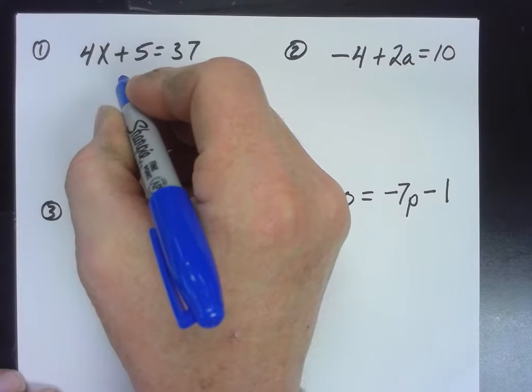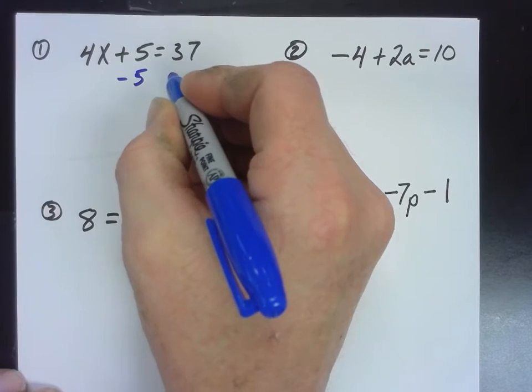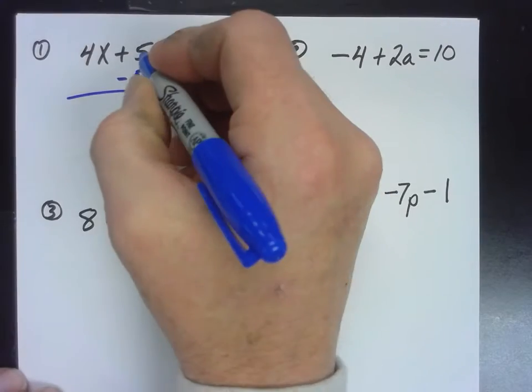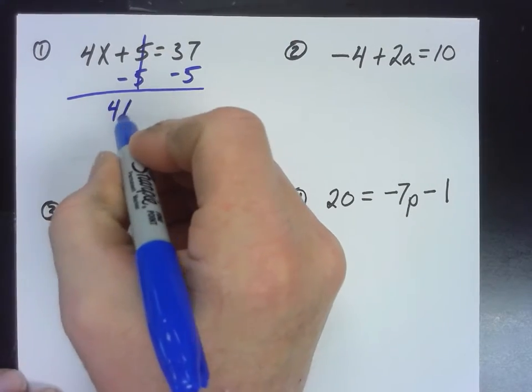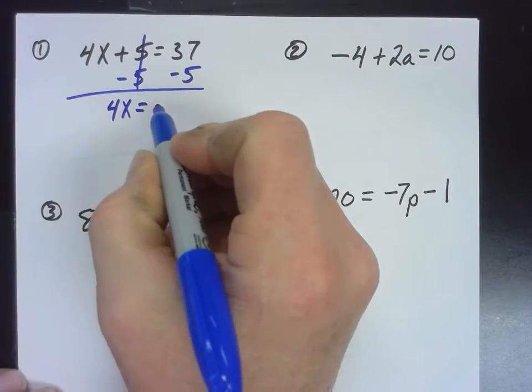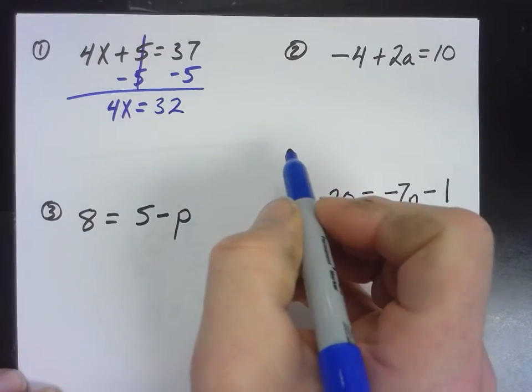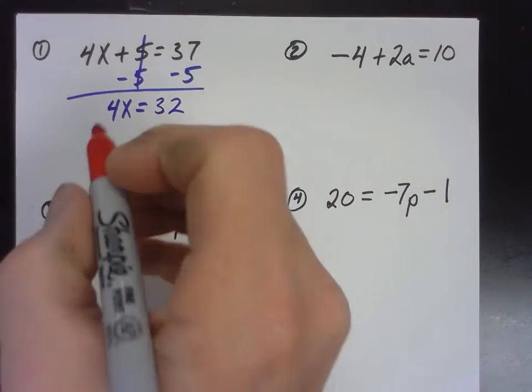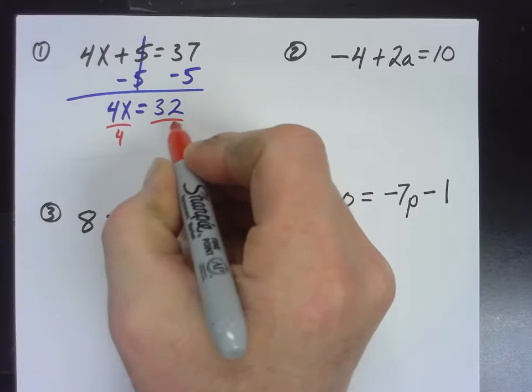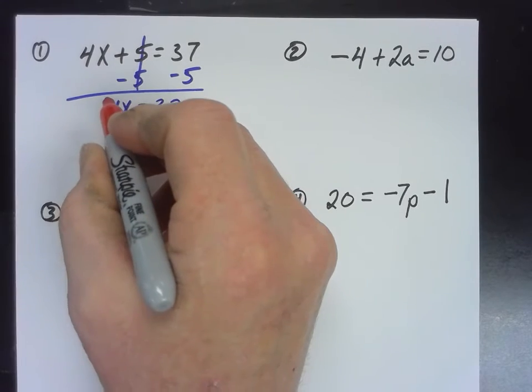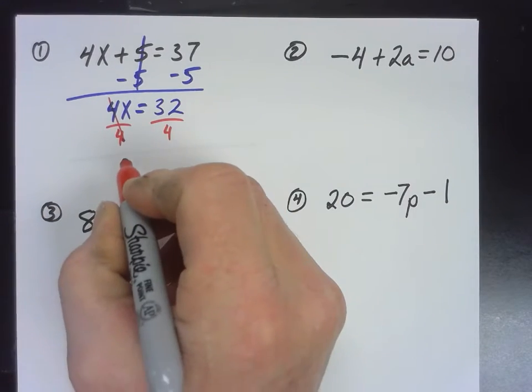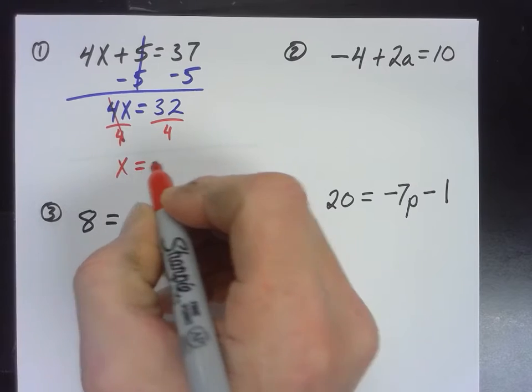Minus the 5. So on both sides? Yeah. Okay. I put the big line. Okay, so 4x equals 32? And then, now when we divide by 4, we just use that divide symbol right there, correct? Yeah. Did you cancel those? Yep. So x equals 8?